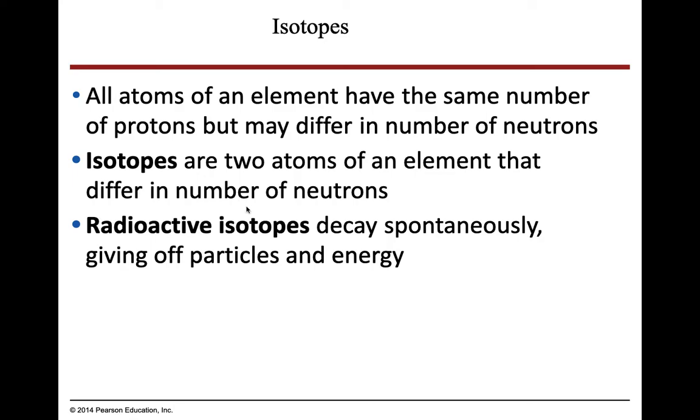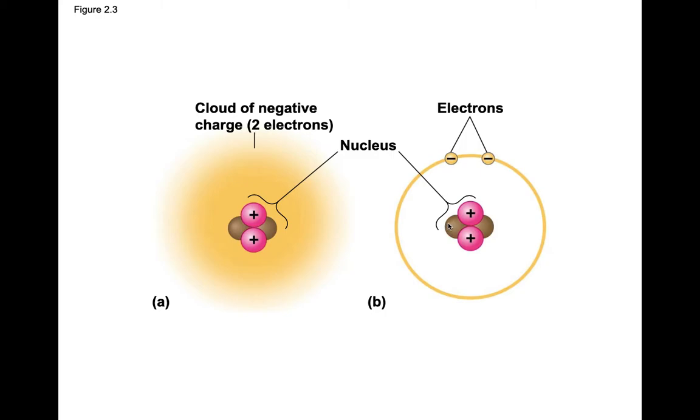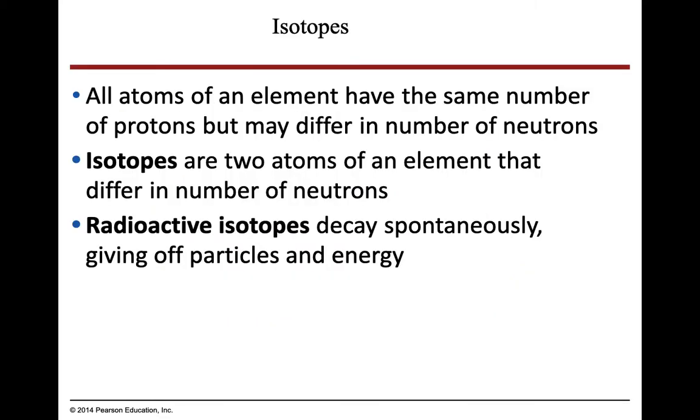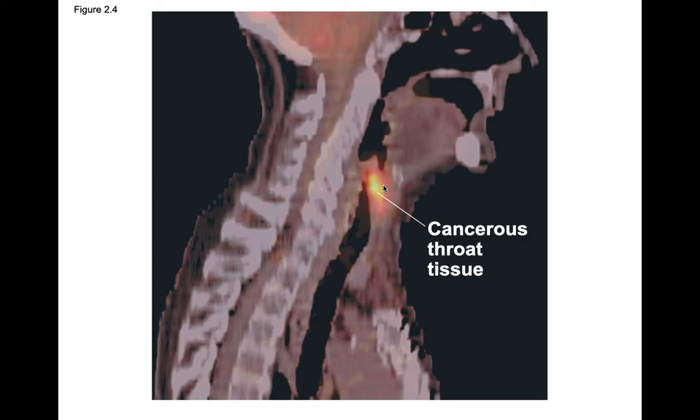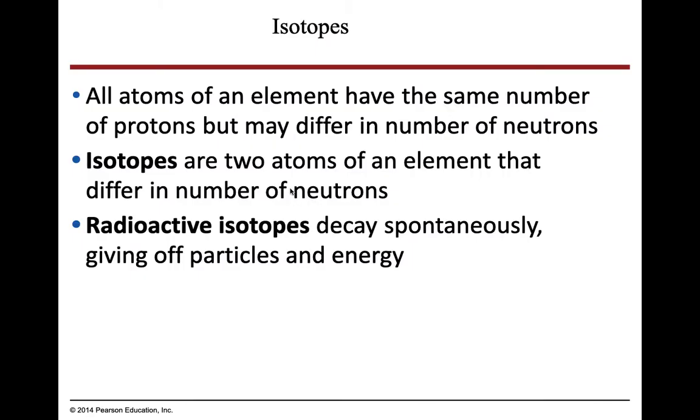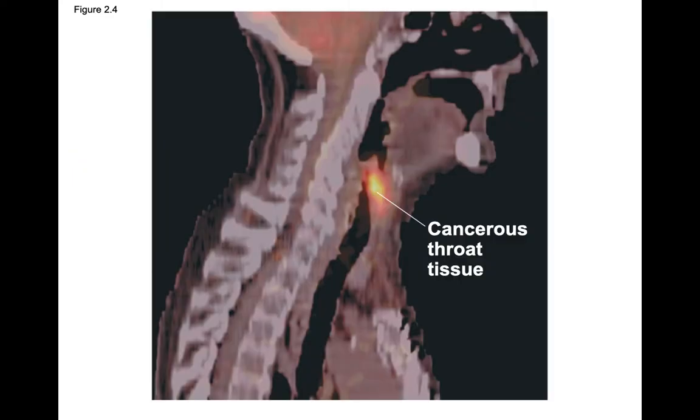And radioactive isotopes, because of these additional neutrons, tend to be not as stable. There's too many subatomic particles in what I call the VIP club, which leads to them decaying, giving off particles and energy. And we can use radioactive isotopes in medicine to target and also see things like cancerous throat tissue, or being able to measure the age of fossils in the ground. So just know that isotopes are atoms with different numbers of neutrons, but the protons stay the same.